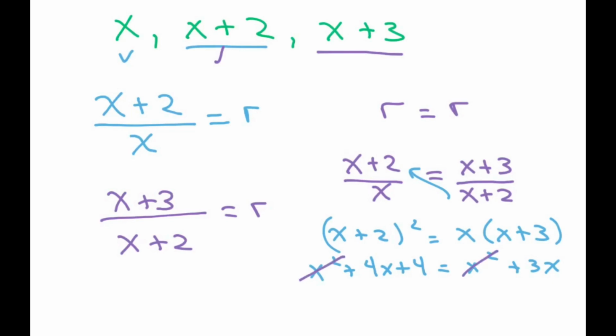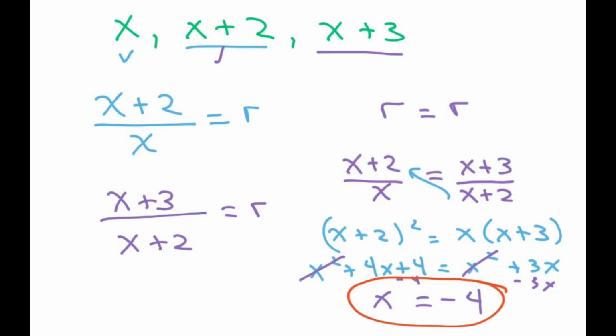If I subtract the 3x and subtract 3x here, I'm going to get 4x minus 3x, which is just x. And I'm going to subtract the 4. So x is negative 4. And if you want, you could plug in negative 4. That's all we had to do, basically, is find our x. But you can plug it in and see if it works.